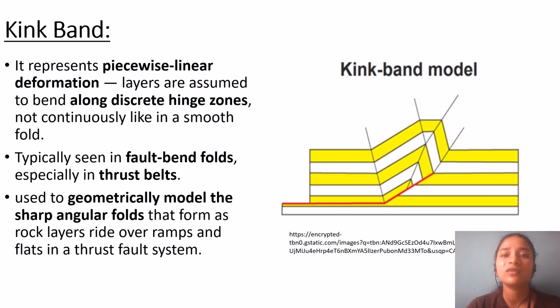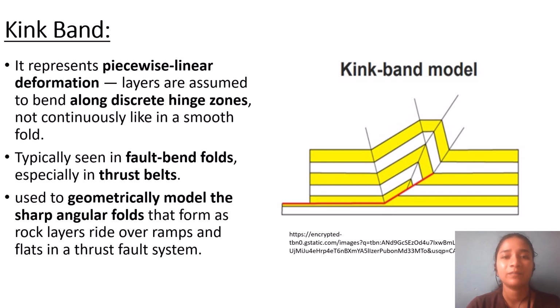Kink bands are most commonly observed in fault bend folds, especially in thrust belt regions, where the compressive force is dominant. We use kink band models like the one shown up right to geometrically describe sharp angular folds that form when the rock layers are forced over ramps and flats in a thrust fold system. So essentially, kink bands give us a simplified but powerful way to model the sharp folding seen in many real-world geological settings.